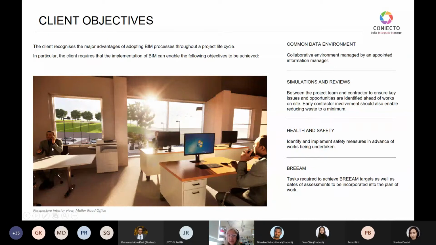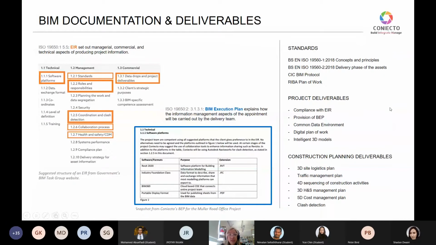I actually do like that, having these renders with twin brothers sitting at different desks, but it's absolutely fine. We don't mark you down for that. BIM documentation and deliverables.